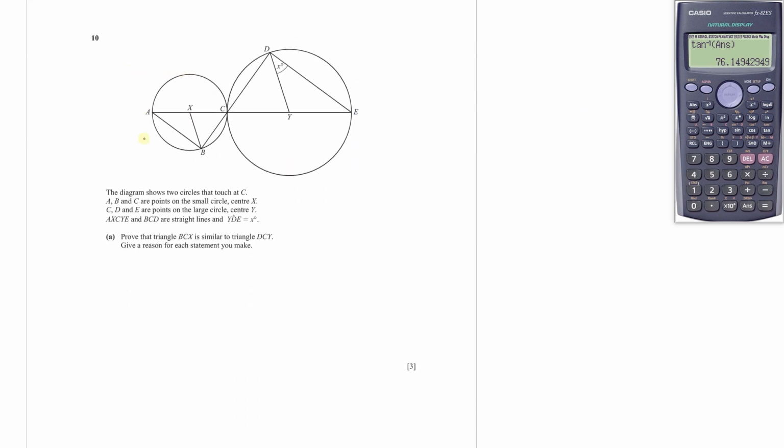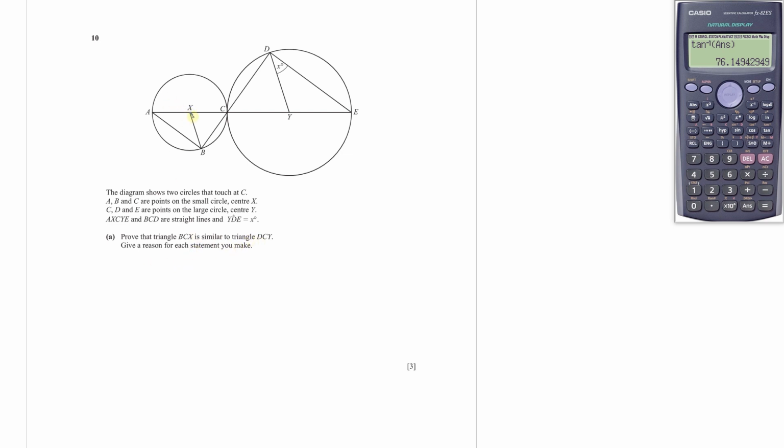So question number 10 is the diagram shows two circles that touch at this point C. ABC are points on the small circle and center is X. CDE are points on the large circle with center Y. AXCYE, this is a straight line, and BCD is also a straight line, and this angle here is X. Prove that triangle BCX is similar to triangle DCY. Give a reason for each statement.